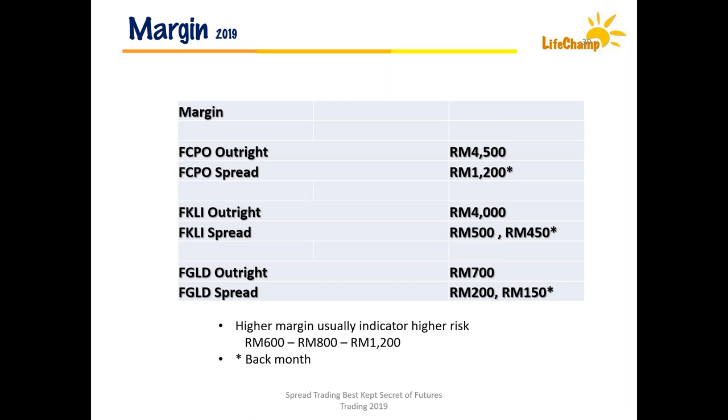Let's say, for example, FCPO can move 100 ticks, or 100 points or ringgit, in probably 2-3 days or even 1 day, but the FCPO spread might move like 5 points, 7 points, 10 points in a day. It rarely goes 100 ticks in a day. So when the risk or volatility of this instrument is lower, the margin required to hold a position overnight is also lower. First, the benefit is everybody can trade this because the margin required is lower. Second, it shows you that the risk of trading this spread is lower as well.